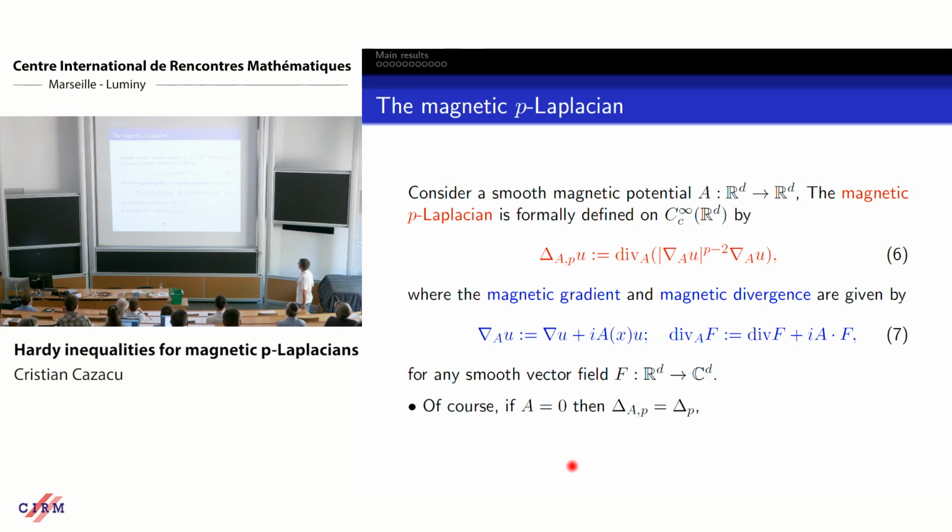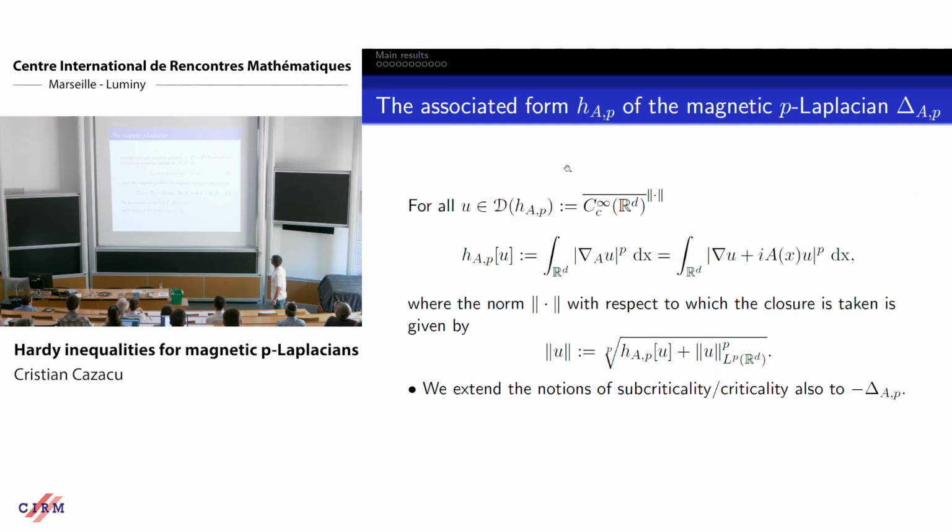Once we have this operator, of course, when A is equal to 0, we recover the classical p-Laplacian, the free, non-magnetic case. We also have an associated quadratic form for this magnetic p-Laplacian, which is described very similarly to the p-Laplacian. But instead of the gradient, we have the magnetic gradient here.